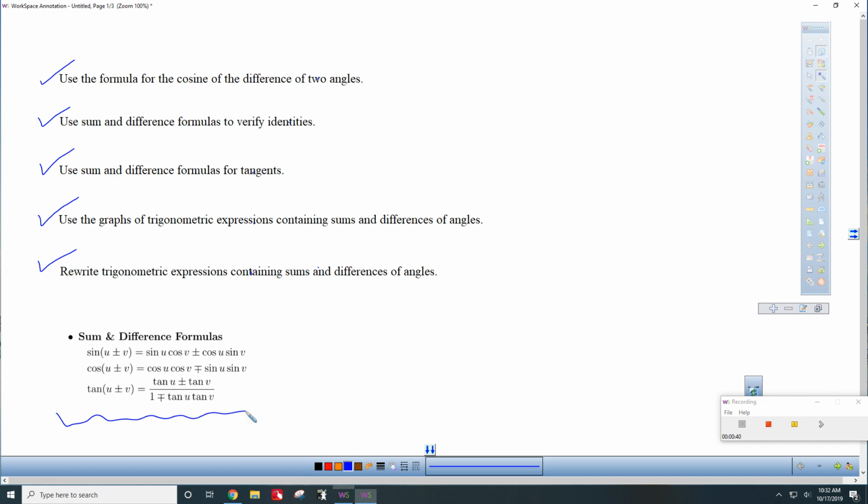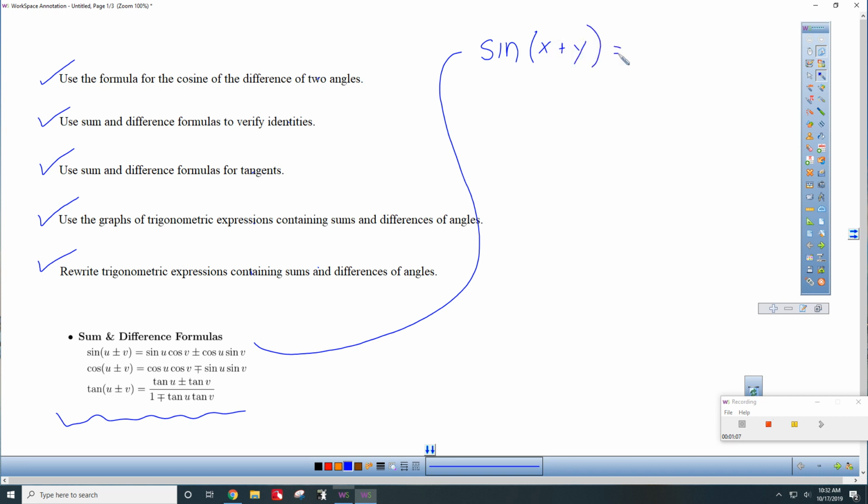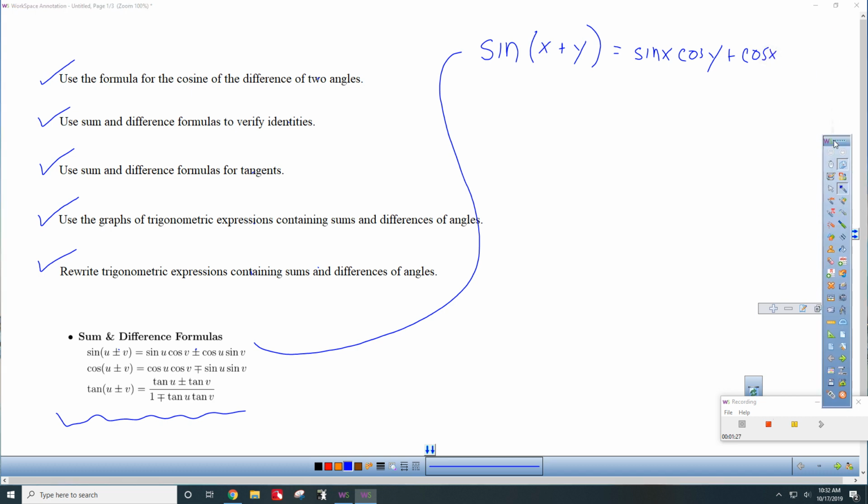I hope you memorize that sine squared plus cosine squared equals 1. Here's what this means. Sine of, I'm not going to use u and v because they look the same, I'm just going to use x and y. So the sine of x plus y is equal to, notice, this has the plus on top and the plus on top. So it's the sine of x, cosine of y, plus cosine of x, sine of y. Okay, that's how you interpret that.